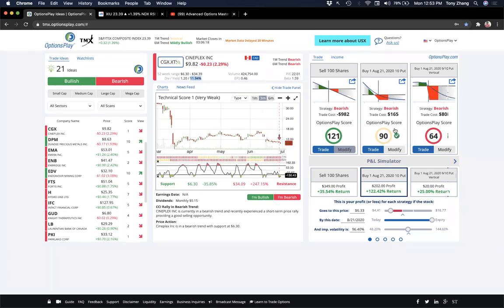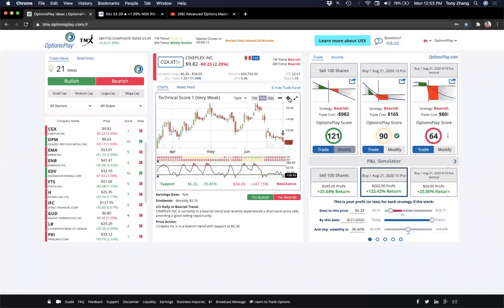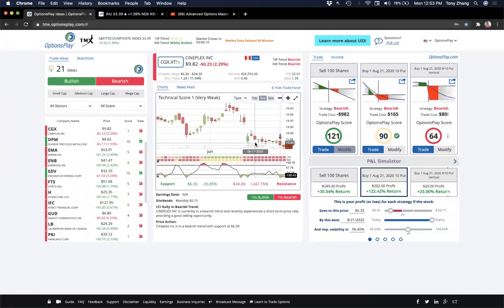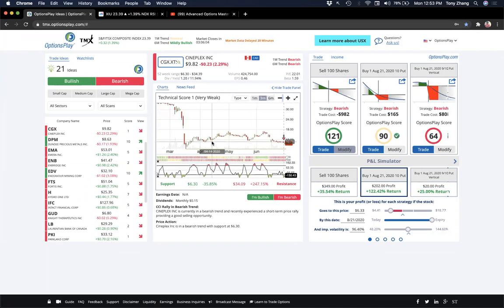I do find timing on this a little tricky because it's hard to know exactly when it's going to fall through that support level, but it certainly looks like it's starting to do that. It's broken below $10 already, which also probably is a bit of a psychological level for many investors. For a stock to fall below $10, you might get some selling. So buying a put option here is certainly the strategy to take, but just be aware of how much you're actually risking. It's 16% of the underlying stock price. That's a lot to risk.